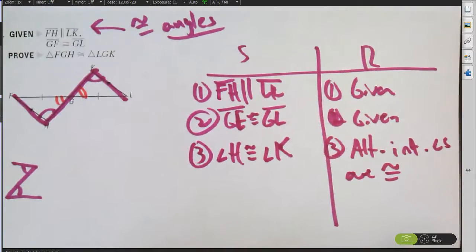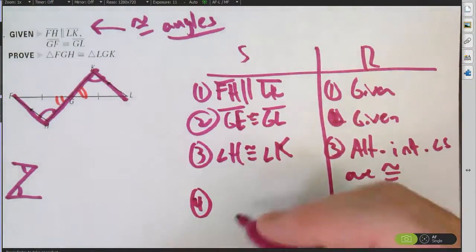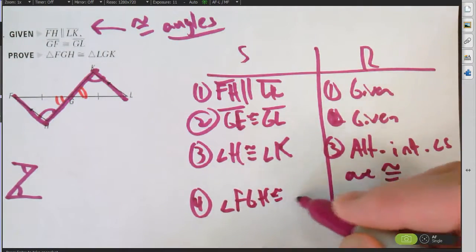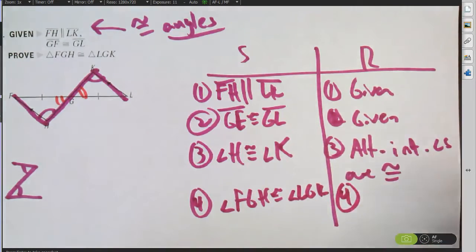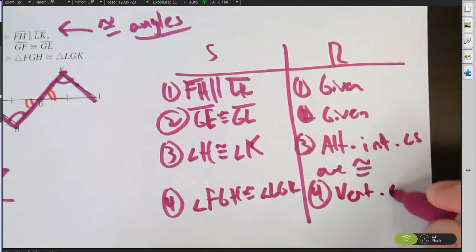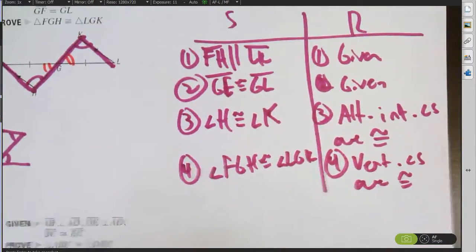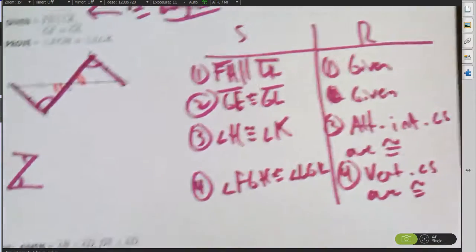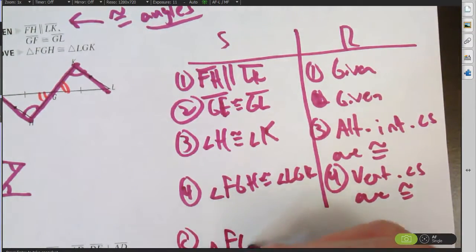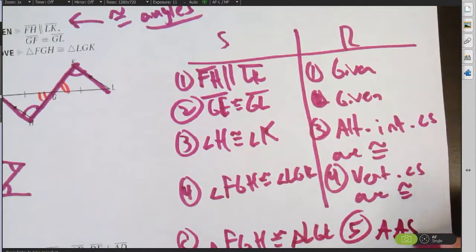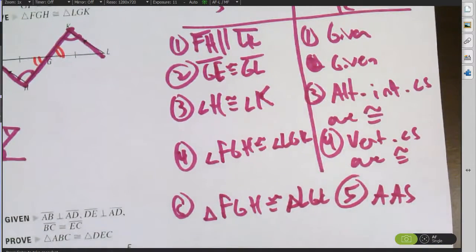Okay. And then for number 4, we could say that angle, and we have to use a 3-letter name here for this one, FGH, congruent to angle LGK because vertical angles are congruent. And then we can say that the two triangles are congruent by angle, angle, side. So triangle FGH is congruent to triangle LGK by angle, angle, side. Okay. All right. Kind of a space in this one, so let's go to another one next.